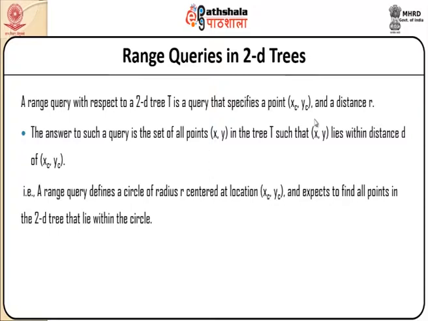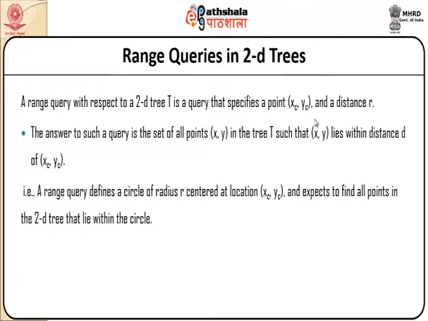So, a range query with respect to a two dimensional tree is a query that specifies a point xc, yc, which gives the coordinate, and a distance r. The answer to such a query is a set of all points x, y in the tree such that x, y lies within the distance d of xc, yc. That is, a range query defines a circle with the radius r centered at location xc, yc and expects to find all points that lie within this particular circle.